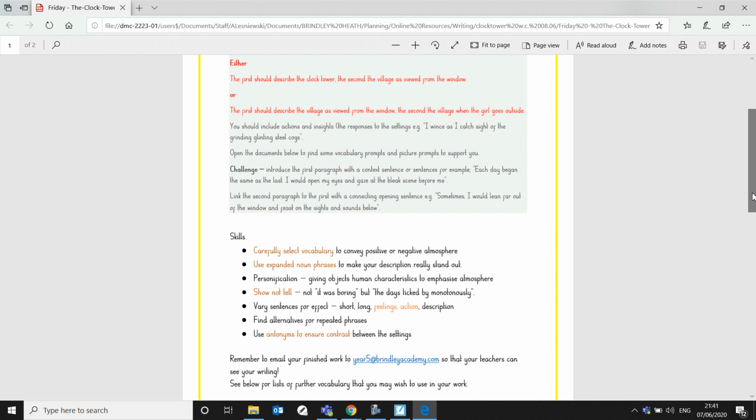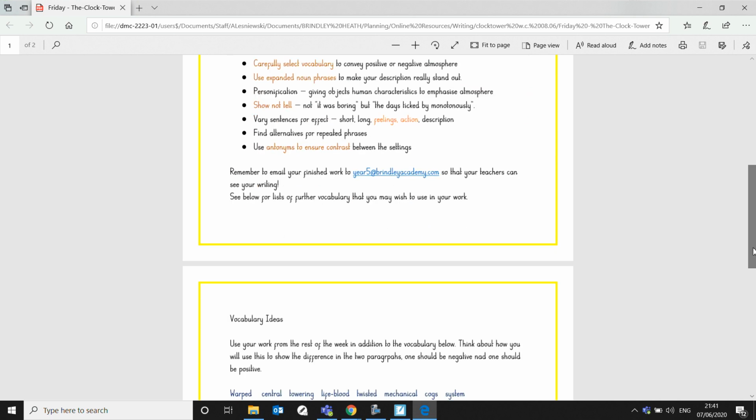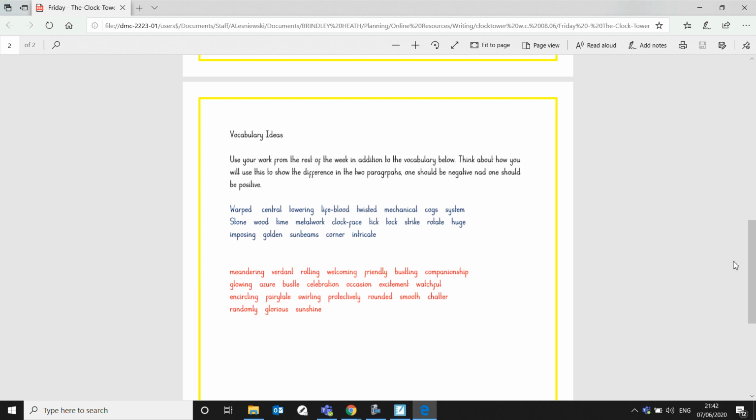As normal, we ask that you send your writing to our Year 5 email account so that we can see what you've been up to. And there's a few further vocabulary ideas that you might want to include in your paragraphs. So we've got some more negative vocabulary here in blue, and some more positive vocabulary here in red that you might want to include in your writing.